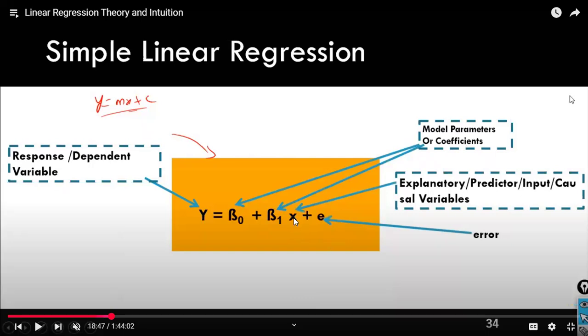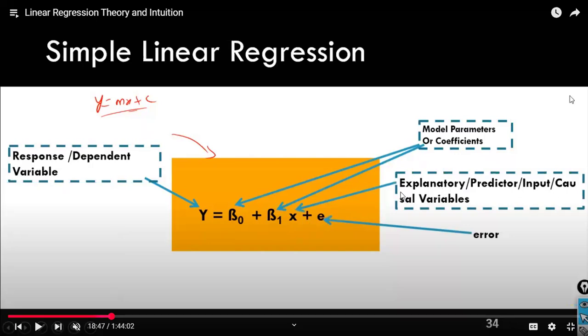There are so many names for this. For example, size of the house. It's a numerical variable, right? So the size of the house influences your y. Y is your housing price. You want to predict the housing price. This is your response, the dependent variable. You want to predict the housing price based on the size of the house. So this housing price depends on this variable x. In this case, x is your size of the house.